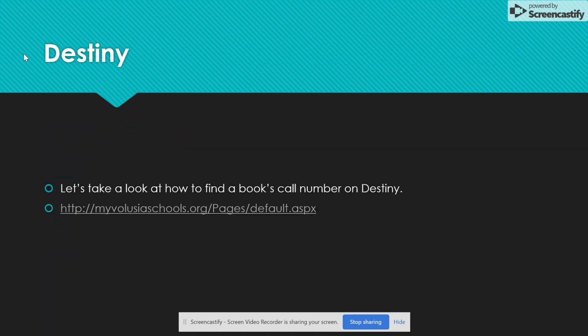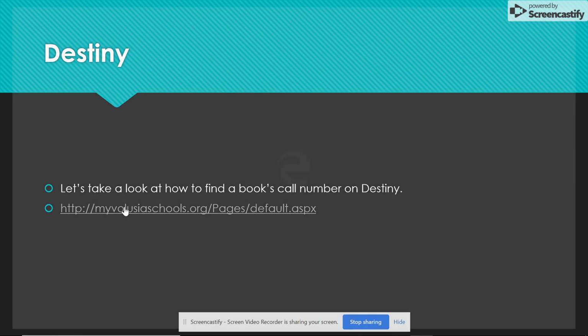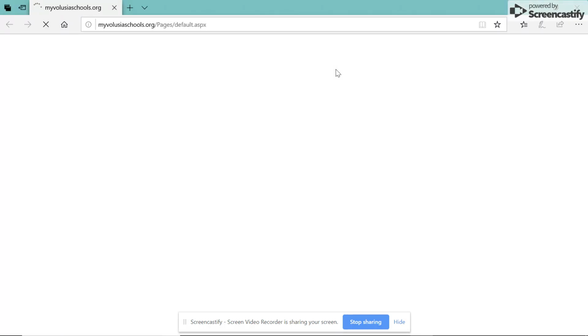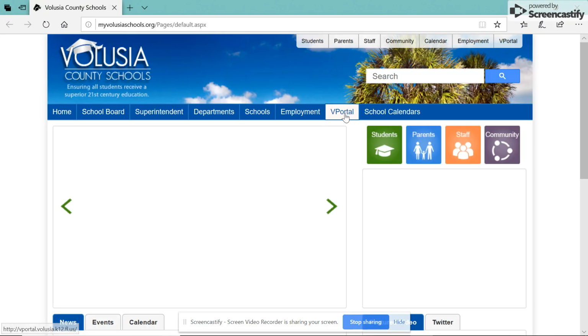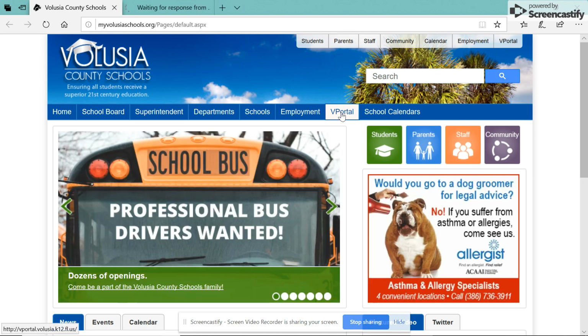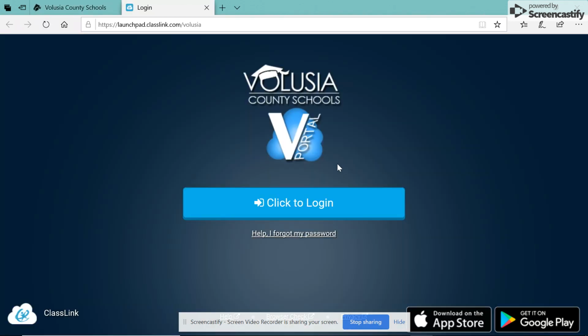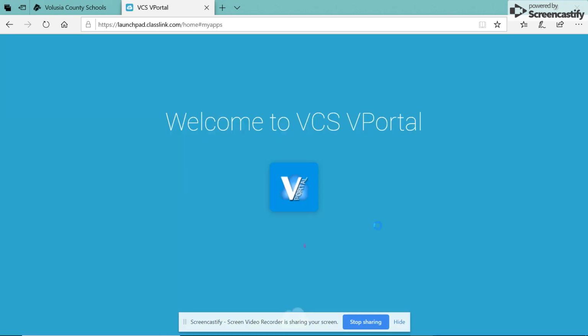I think it's time that we take a look at how to try to find these numbers. So to do this, let's go ahead and go to Destiny. You're going to start by going to the Volusia County website. When you get to the Volusia County website, you're going to want to log into your vPortal. From there, you're going to see an app called Destiny. Let me show you what it looks like.